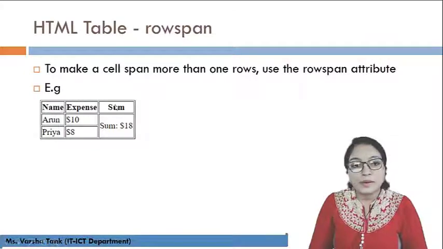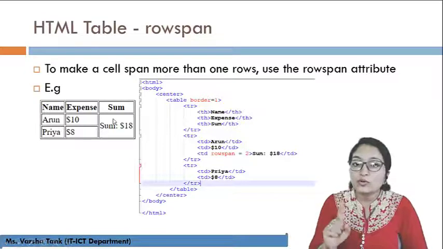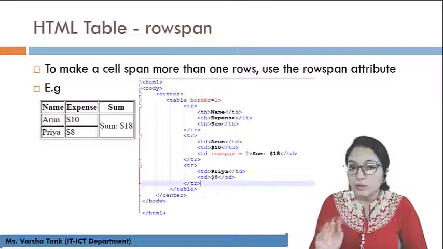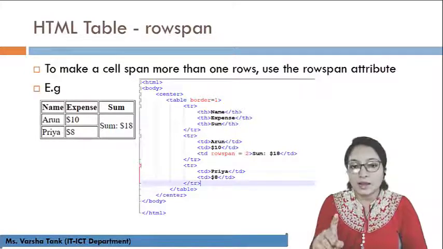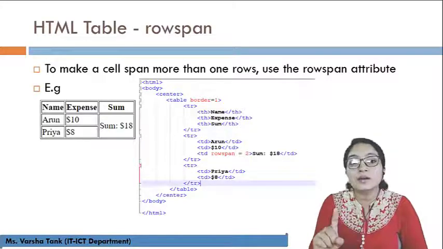This is the first complete row. Let's see: HTML, body, center, table border 1, tr. In this first complete row you have to define the td tag or th tag three times. Here we are using the table header, that's why you have to define the th tag three times. And after that, what you have to do? Remember one thing: whenever two rows are merged, you have to define the rowspan in the first tr tag. You cannot define the rowspan in the second table row.